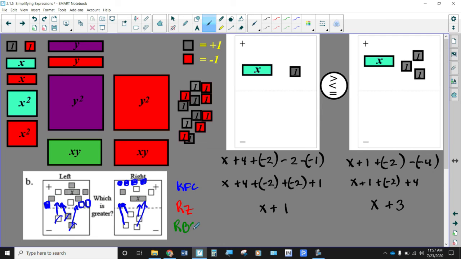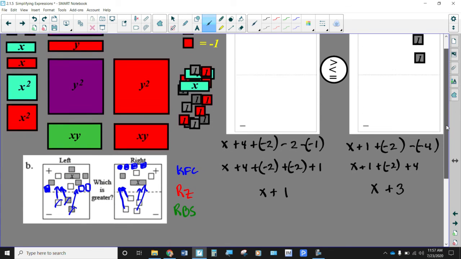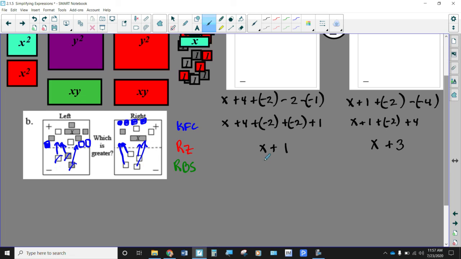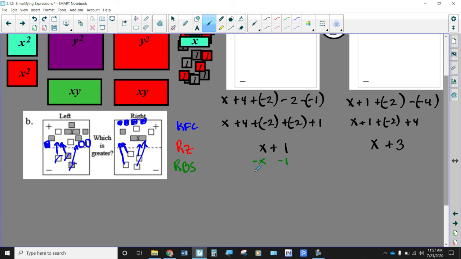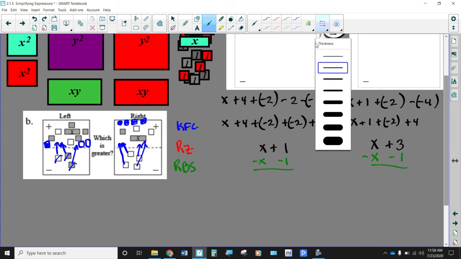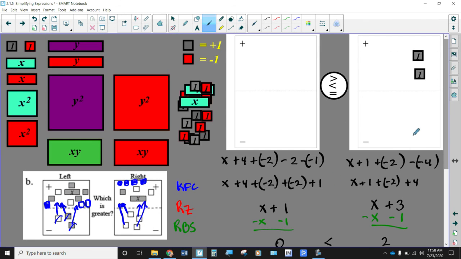Removing the balanced sets means we're going to take away the same amount from each side. I'm going to take away an X from each side, and I'm going to take away a 1 from each side. When we do that, we're left with, let me just go ahead and show taking away the X from each side and the 1 from each side, right? Balanced sets we're removing. And what do we have when all is said and done? We're left with nothing on this side and 2 on this side. So 0 is less than 2, which makes the right side greater.